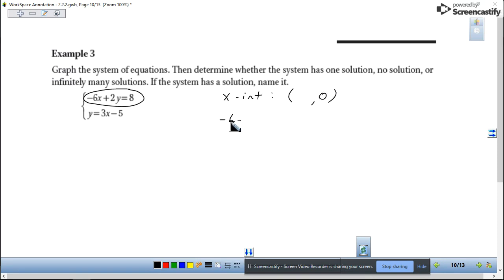So to figure that out, I'm going to do negative 6x plus 2 times 0 equals 8. That part goes away. I get negative 6x equals 8. So that's going to be divided by negative 6.